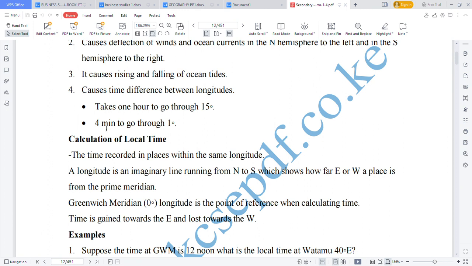Number 4, it causes time difference between longitudes. As you can see, it takes 1 hour to go through 15 degrees. Therefore, it takes 4 minutes to go through 1 degree.